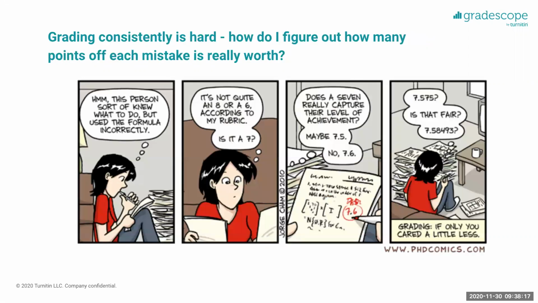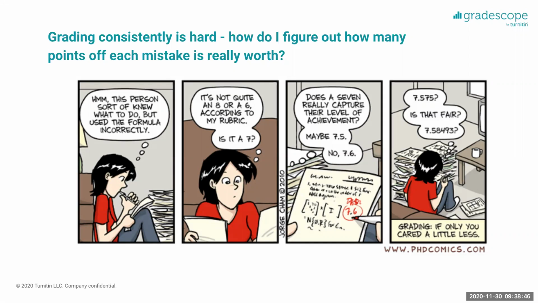Another problem we have when grading is that consistency is actually really hard. And there can be a lot of thought and time going into how to calculate a grade for an answer. So if you look at the first little graphic there, the first student sort of knew what they were doing, but they used the formula incorrectly. So on my rubric that I'm grading with, it might not be an 8 or it might not be a 6, but is it a 7? Okay, we'll give them a 7.